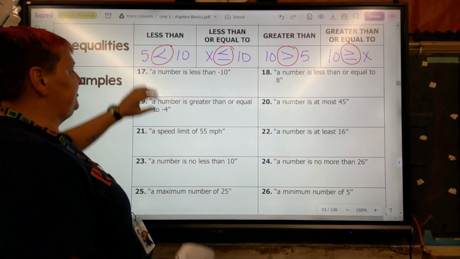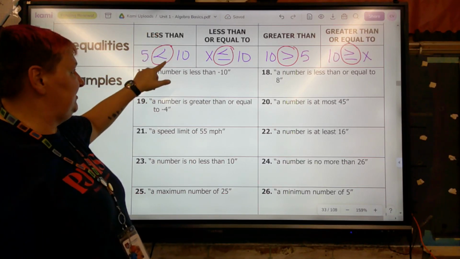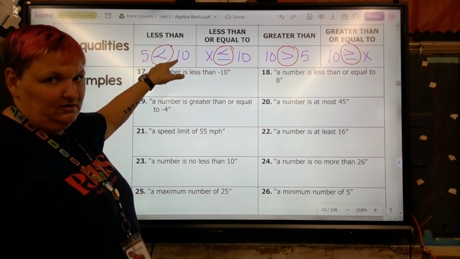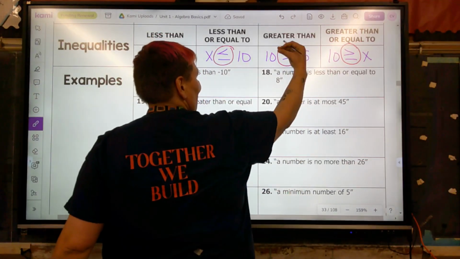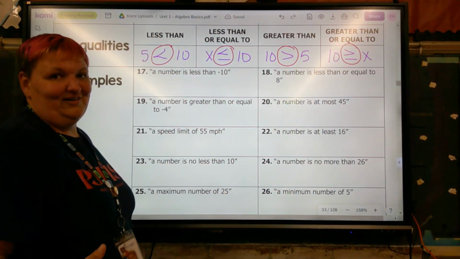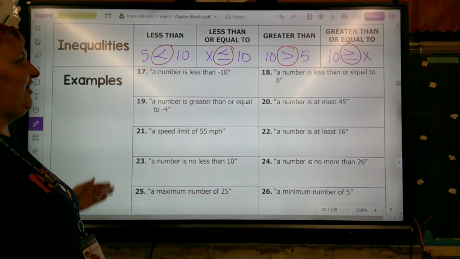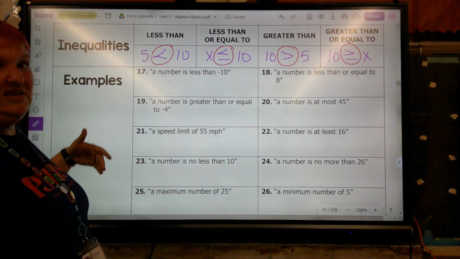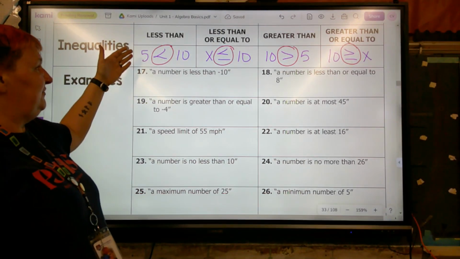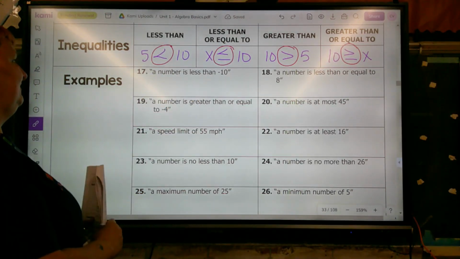My elementary school teacher told me that this is the mouth of an alligator. It eats the bigger number. Whatever works for you is what I'm saying. Whatever works for you. Right? I need you to be able to visually see these as symbols that mean something. This means that the 5 is less than the 10. These symbols mean something. Right?